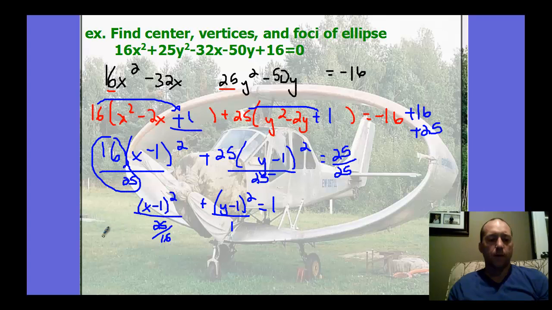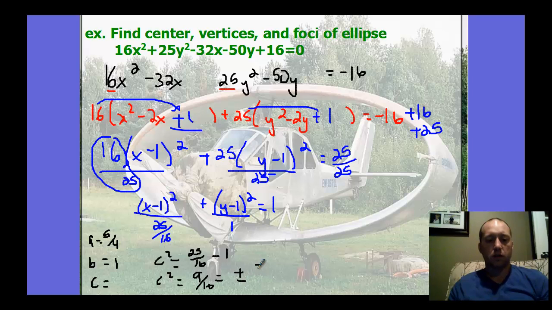So in this, our a value is always square rooting the bigger denominator, which is 25 sixteenths. So if I square root that, I get 5/4 is our a value. B value is the square root of 1, which is 1. And then our c value is found by c squared equals a squared, which is 25 sixteenths, minus b squared. So c squared is 9 sixteenths, which is plus or minus 3/4. So using these three numbers, I can then find the center, vertices, foci, and all the pieces I need.